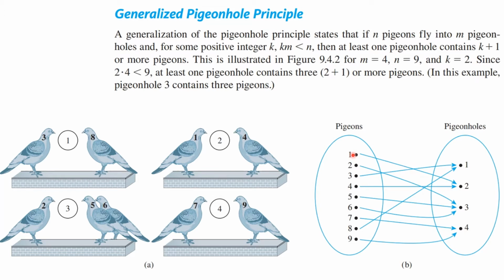So when we start mapping the pigeons to the pigeonholes, we have to have at least one pigeonhole where there are 3. And so you see, m in our case was 4, n was 9, and k was 2. So since 2 times 4 is 8, less than 9, then at least one pigeonhole must contain 2 plus 1 or more pigeons. And certainly all the pigeons could go into one hole, but we're talking about at least.